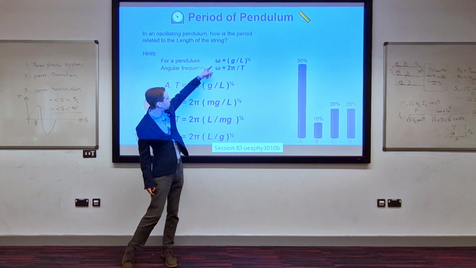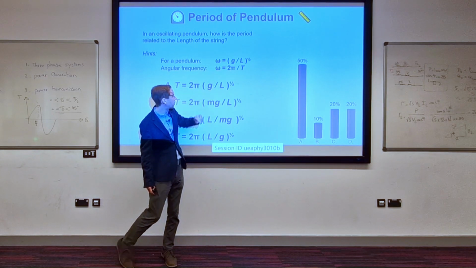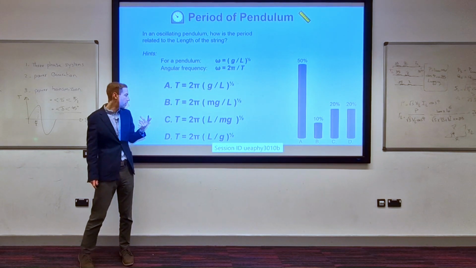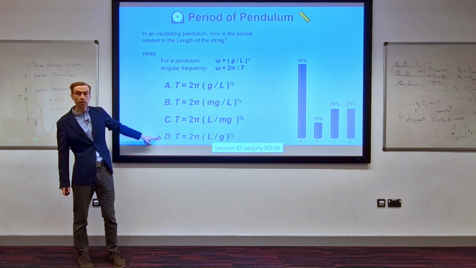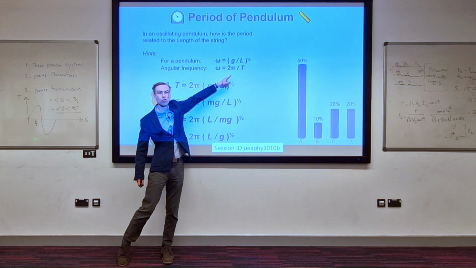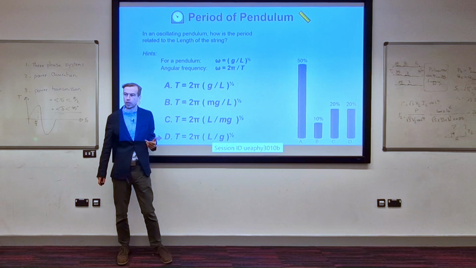And then we really just need to do a bit of rearranging here, and then we solve for T, okay? So when we do the rearranging, we get option D over there. Okay, so just remember, it's 1 over T, so we've got to take the inverse.